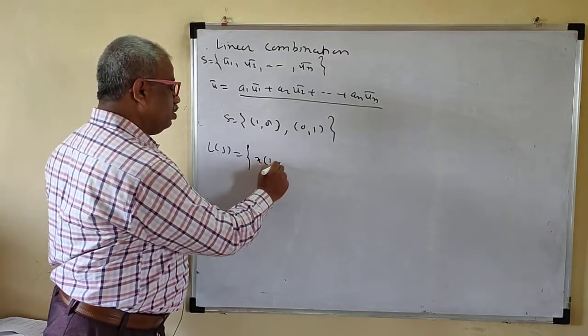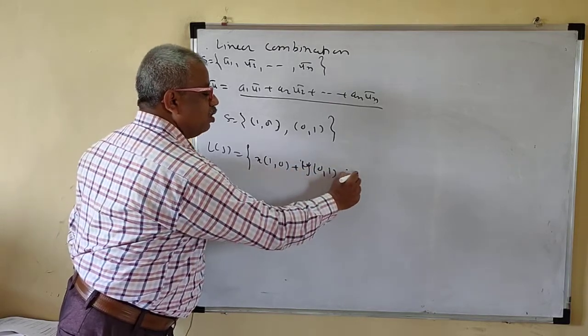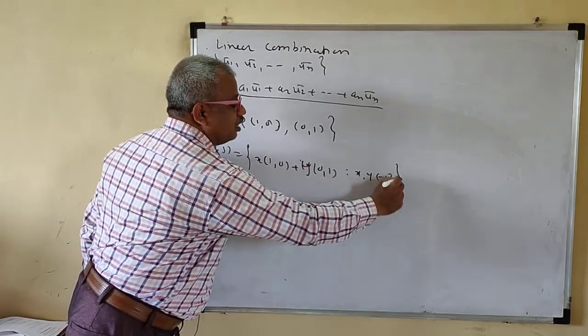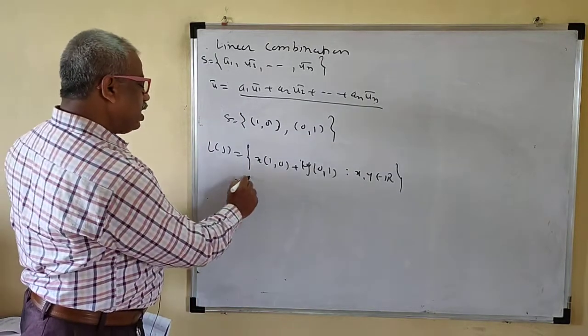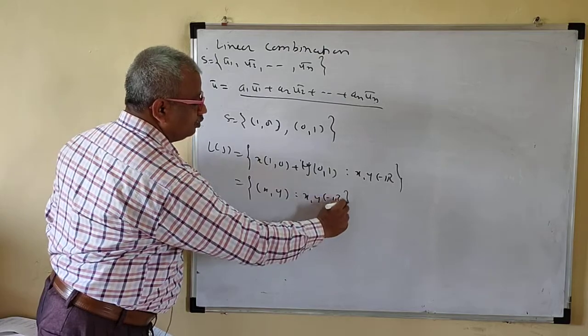x times (1, 0) plus y times (0, 1), where x and y are scalars. These scalars belong to R. So what is this then? This is (x, y), so (x, y) belongs to R squared.